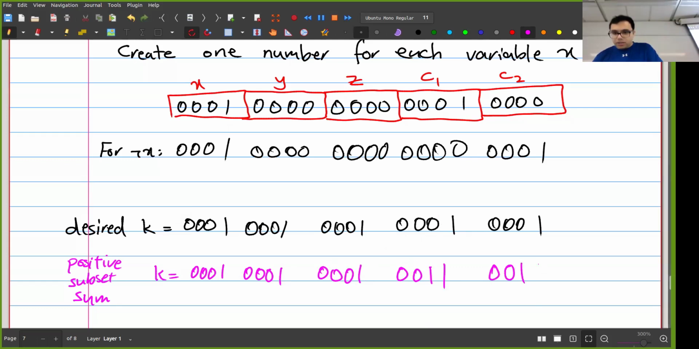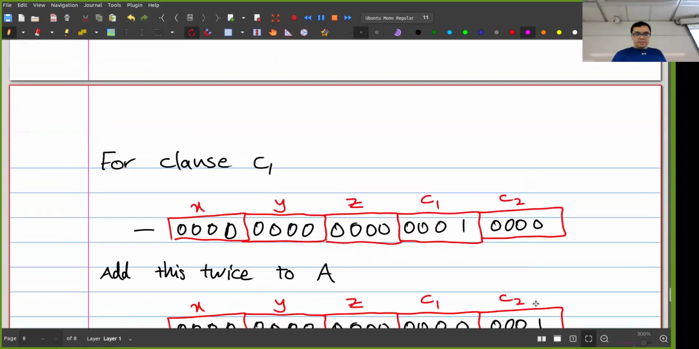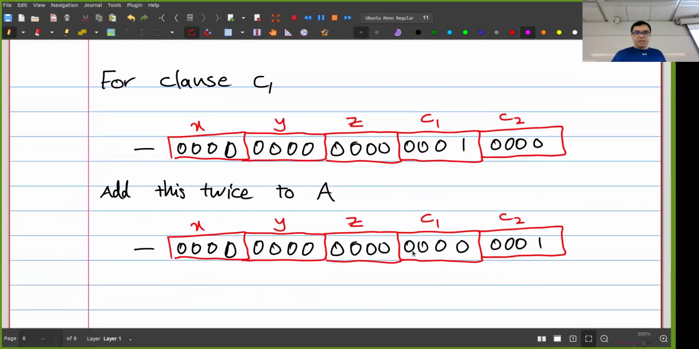And here I also say it should be satisfied 3 times. Okay. And then I go here, and for every clause, in my previous reduction, I added these negative numbers twice. Now I add the positive numbers twice. So just make this positive and add it twice. So what's the intuition here?